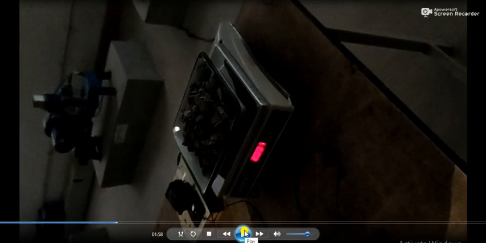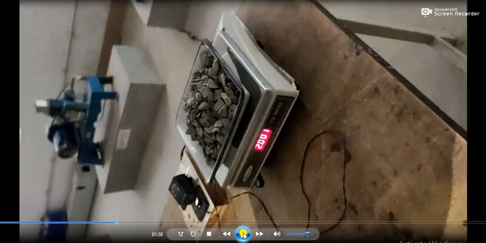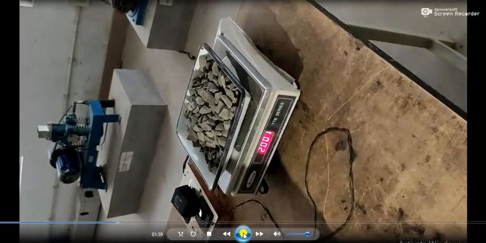Here we have taken 2 kg of aggregate sample for the testing purpose. Remember, we have shown you the demonstration only, so that is why we are only taking this much of aggregates. Otherwise, you should be taking a minimum of 5 kg of aggregate here.